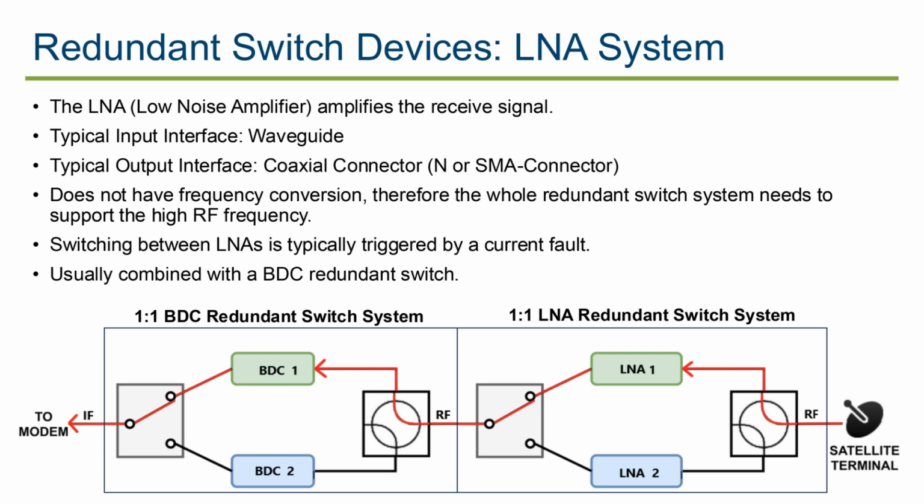The LNA does not perform frequency conversion, which means the entire redundant switch system must support the high RF frequency. Switching between LNAs in a redundant system is typically triggered by a current fault, ensuring that a backup LNA is activated if the primary one fails. LNA redundant switches are typically combined with a BDC redundant switch to handle both amplification and frequency conversion. The BDC will convert the high-frequency signal to a lower frequency after the LNA has amplified it.